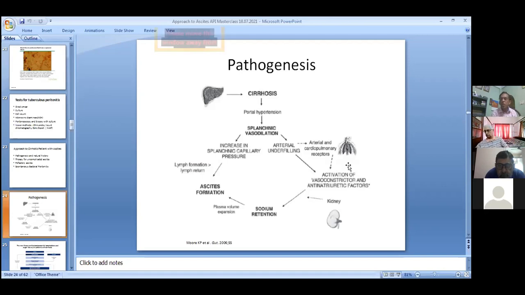When there is activation of the renin, angiotensin, aldosterone mechanisms, there is retention of sodium and water from the kidney. The total body sodium is always high in patients with cirrhosis, because sodium is avidly reabsorbed due to this activation. Sodium retention is the main mechanism for ascites development, along with the portal hypertension.